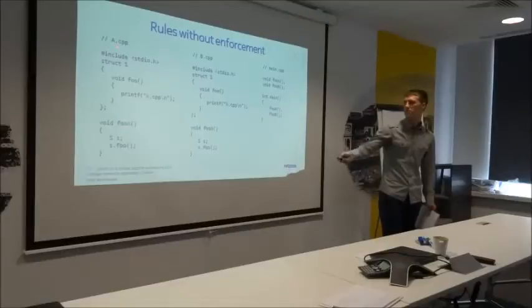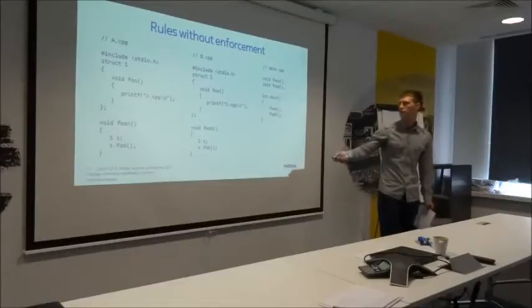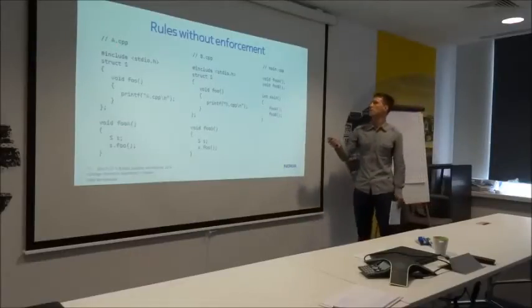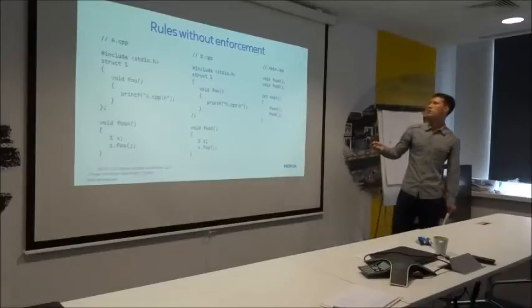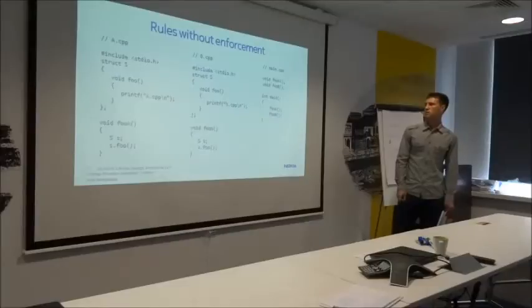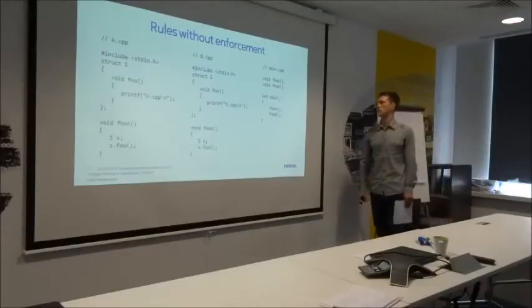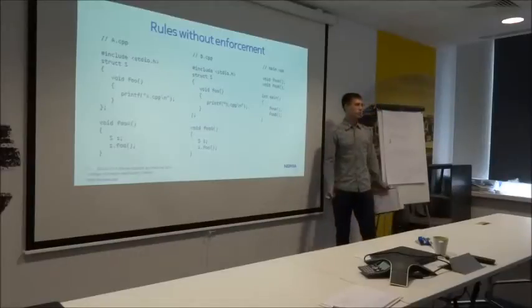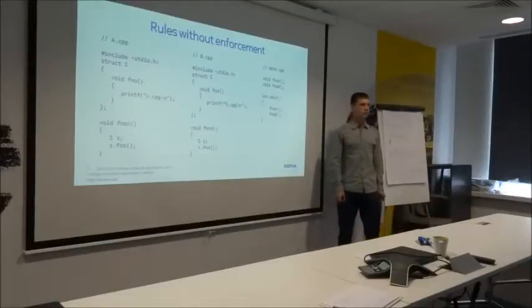Inside a.cpp is function fooA, and inside b.cpp is function fooB. And in the main function we just invoke those functions. Okay, the example is pretty clear, right? So now the question to you: what do you think will be the output of this program?